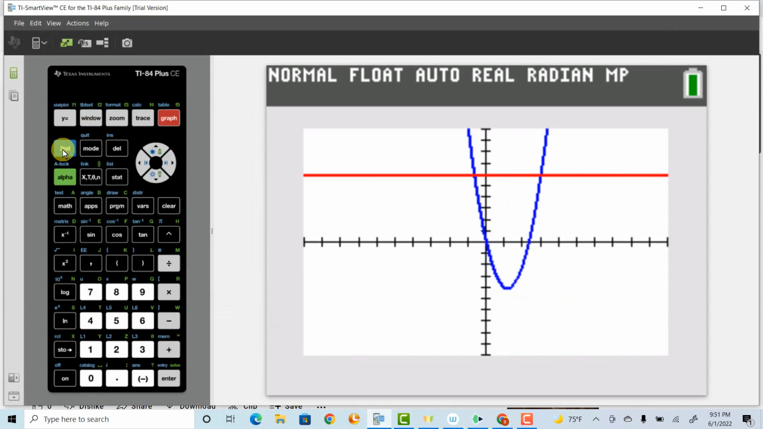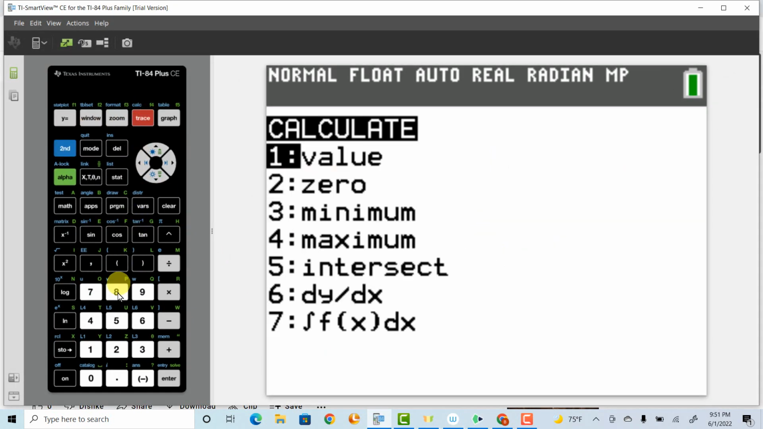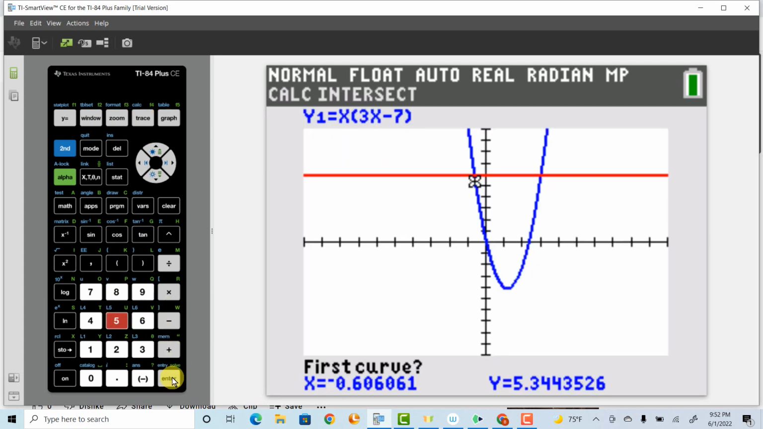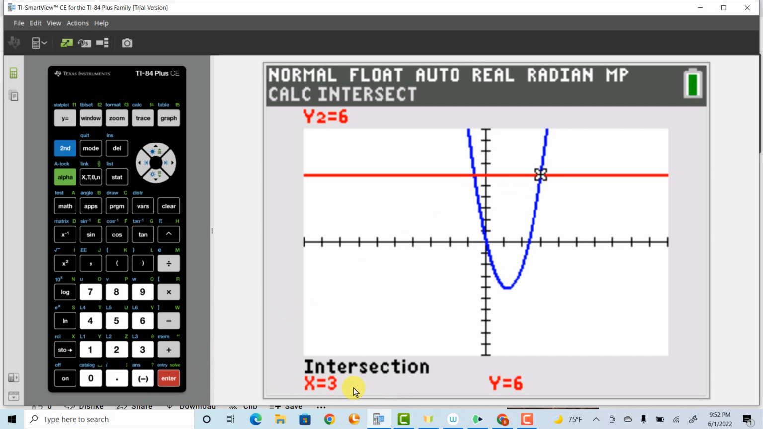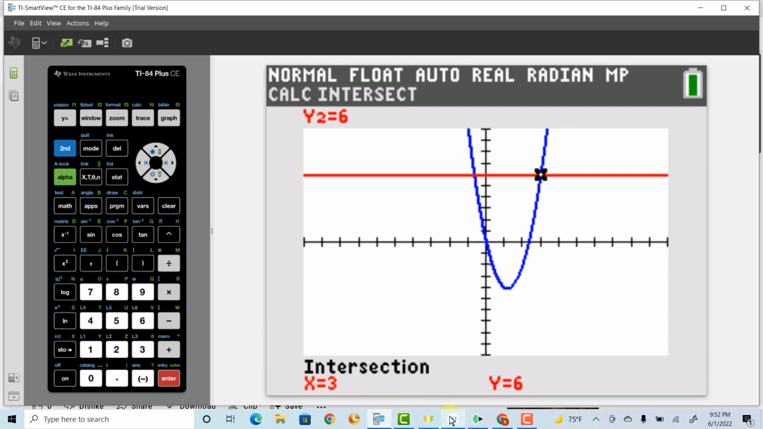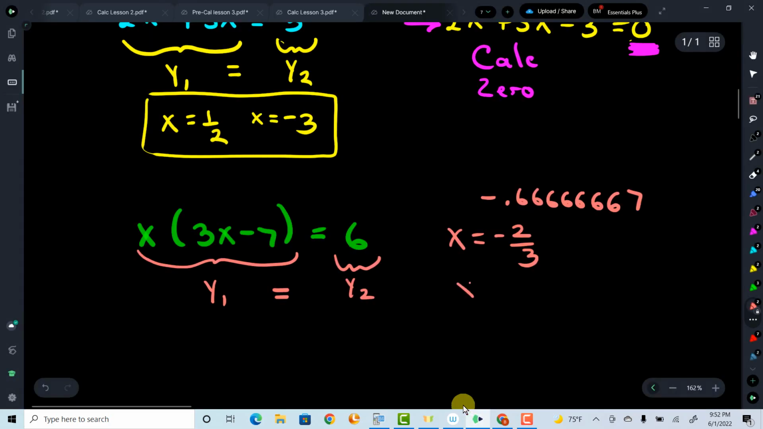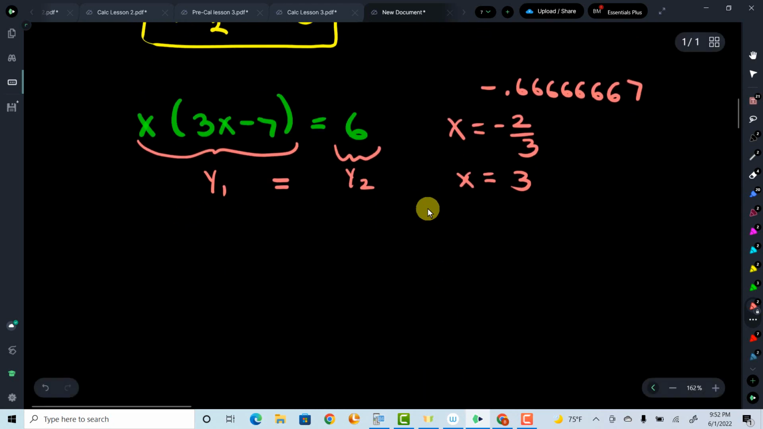And let's see, let's do it again. So we're going to do calculate intersection, first curve, second curve, and now I need to move it over here, closer to the point of intersection, right here, and we'll press enter, and we get 3. So x equals 3. There's my 2 solutions. Okay, let me give you another example.